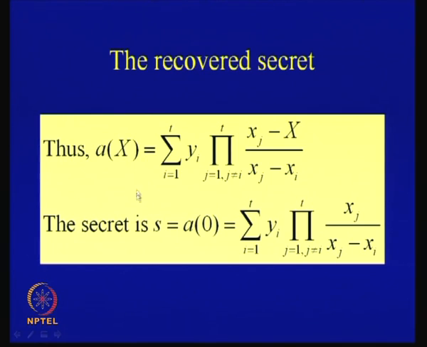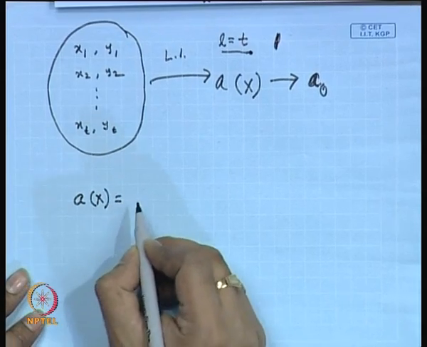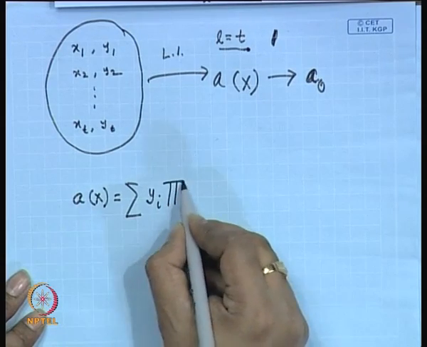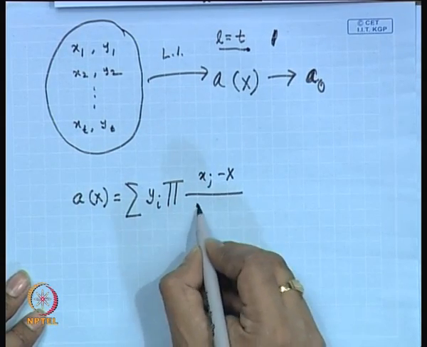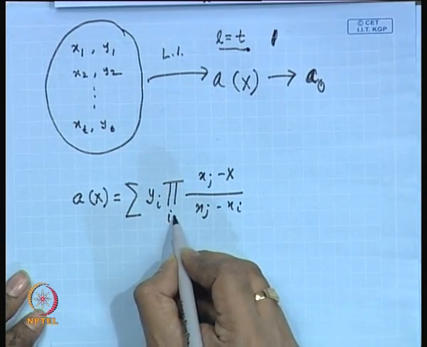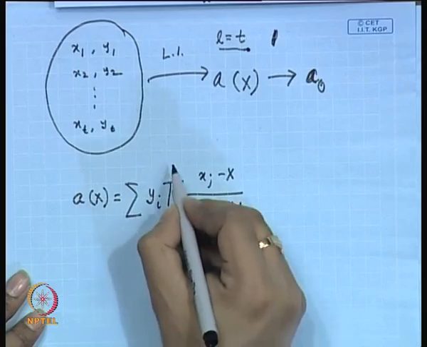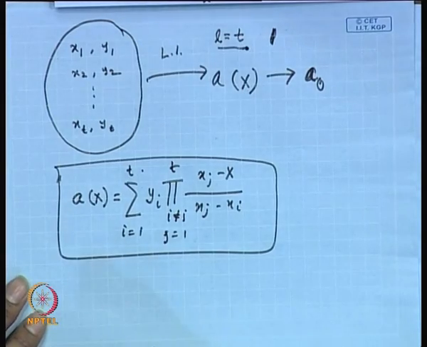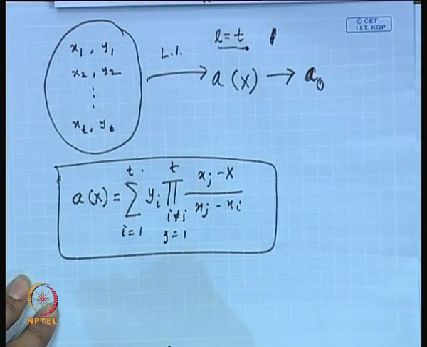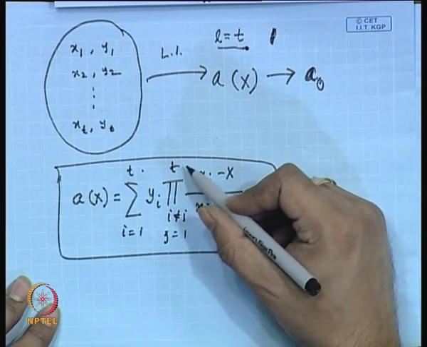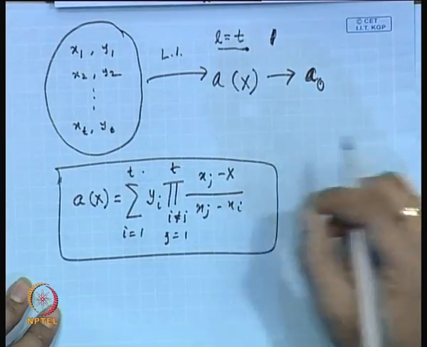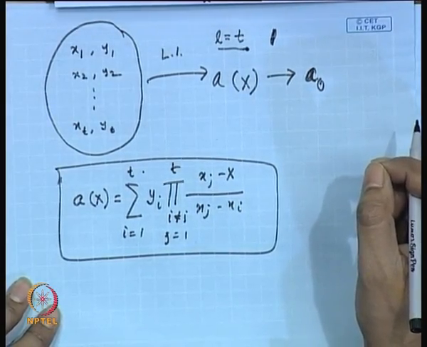So, what the users do essentially is apply the Lagrange's interpolation technique, that is, it takes all the y i's and computes the product of x j minus x, divided by x j minus x i, with i not equal to j, j varying from 1 to t and i varying from 1 to t, right. That is what the users can do. And you know that when the dealer created this, t is equal to L. So, there is only one such polynomial for which this fitting holds, right.